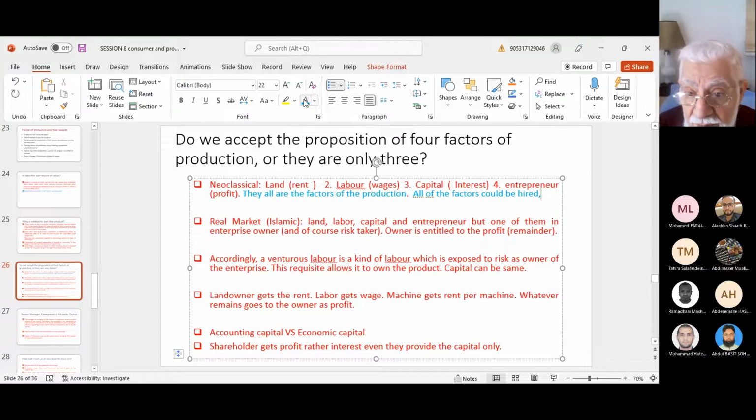And the ownership could be one of the factors of production, the four factors that we know, labor, capital, land, and entrepreneurship, or could be none of these. All these are hired, but the owner of the project is the shareholders.